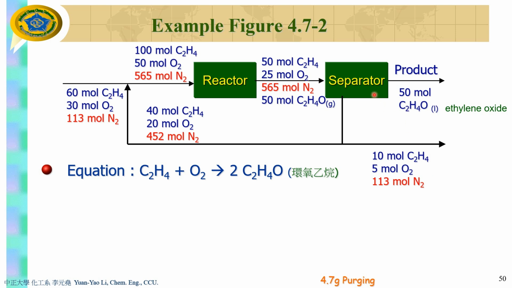The product here is liquid, and the recycled stream is all in the gas phase. So this separator is very good. You just separate gas and liquid. The separator is called what? Condenser, right? You condense C2H4O as a liquid, and you can release all the species in the gas phase to the recycled stream. So if you don't have this purging stream, the nitrogen will be recycled all the time. There's no way out.